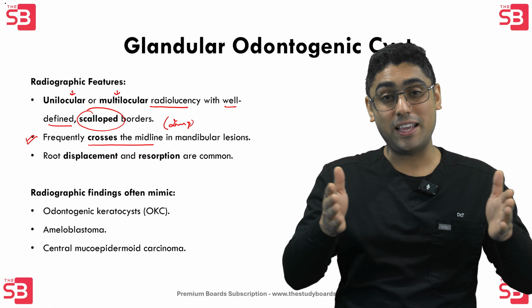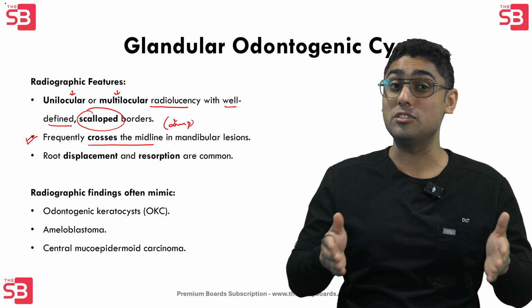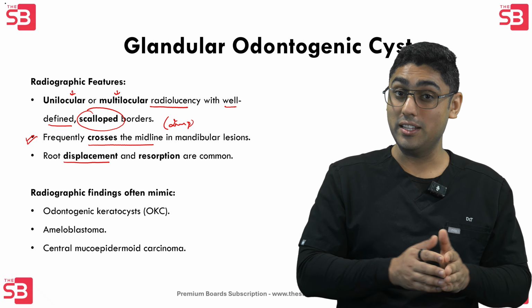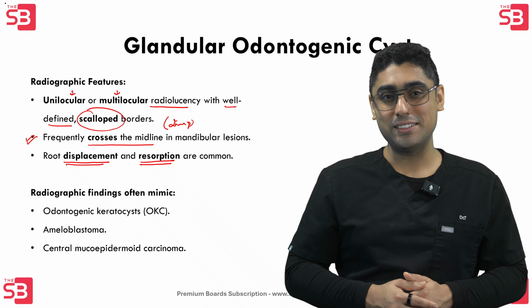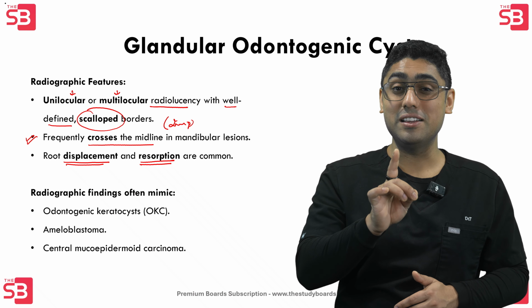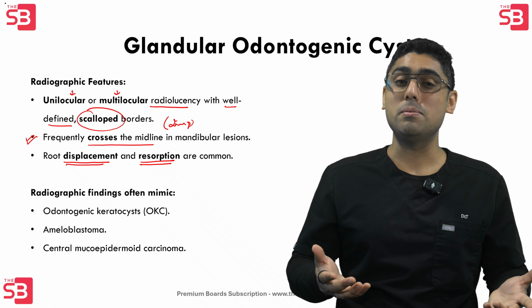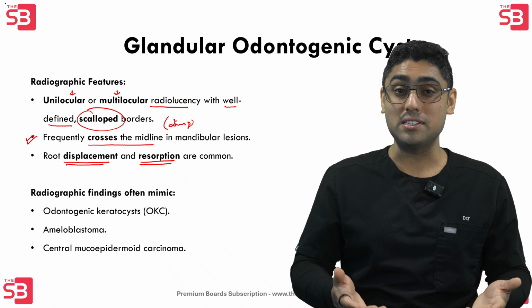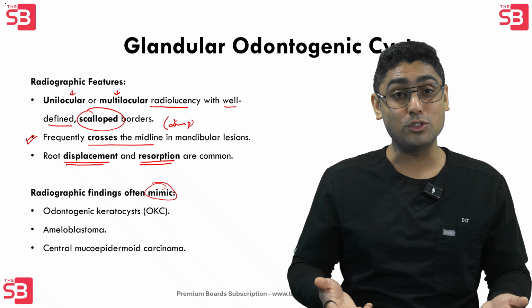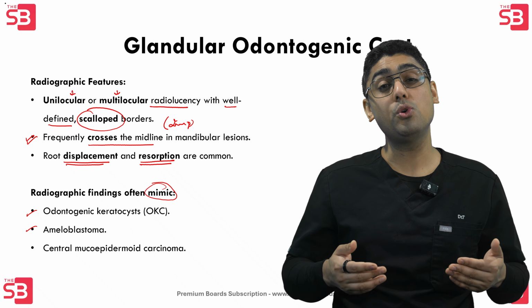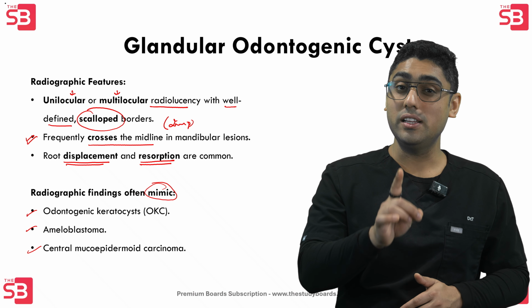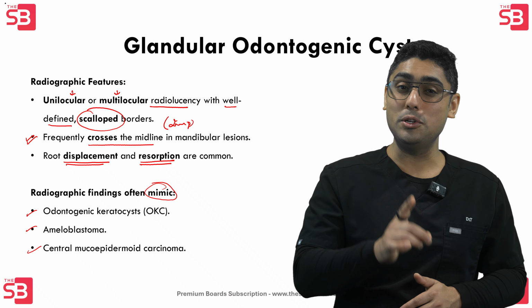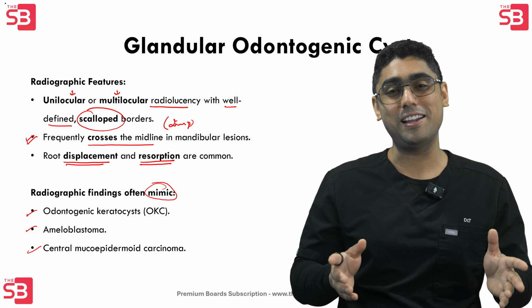Now as the cyst expands, it may displace or resorb adjacent roots, and those changes are usually quite clear on a panoramic radiograph. But remember, its radiographical appearance can easily mimic other aggressive jaw lesions like OKC, ameloblastoma, or even a central mucoepidermoid carcinoma. And that's why histopathological confirmation is absolutely essential before finalizing the diagnosis.